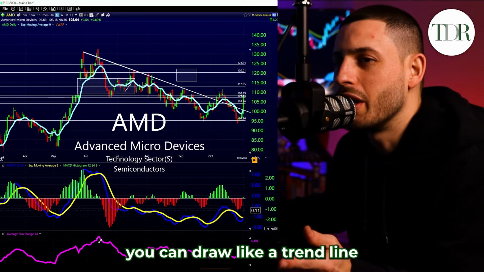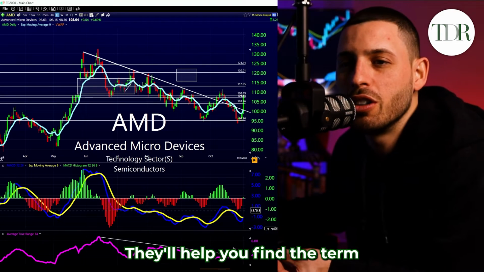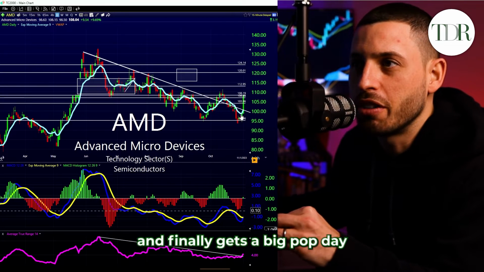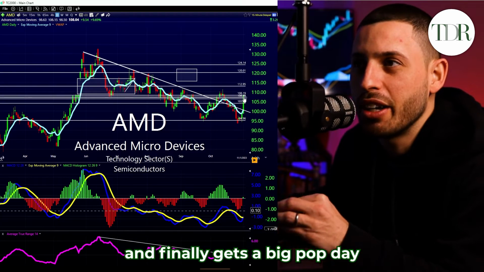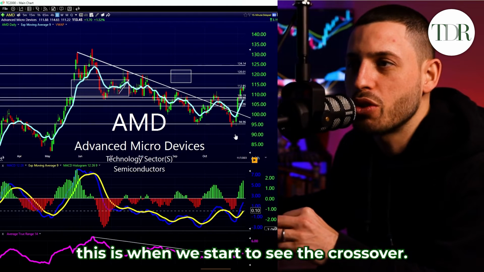You can draw like a trend line. Feel free to draw trend lines. They'll help you find the turn in the average true range also. So as the stock approached here and finally gets a big pop day over the 105 range, this is when we start to see the crossover.